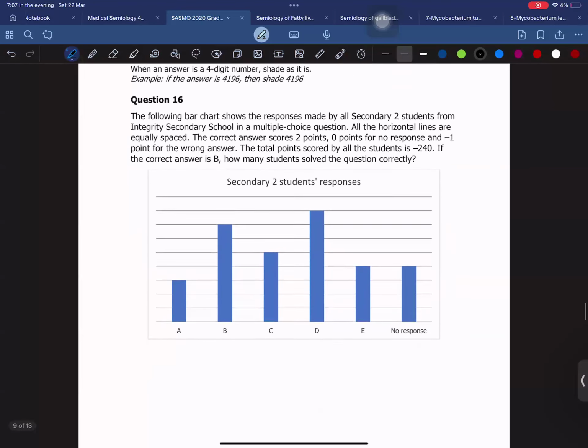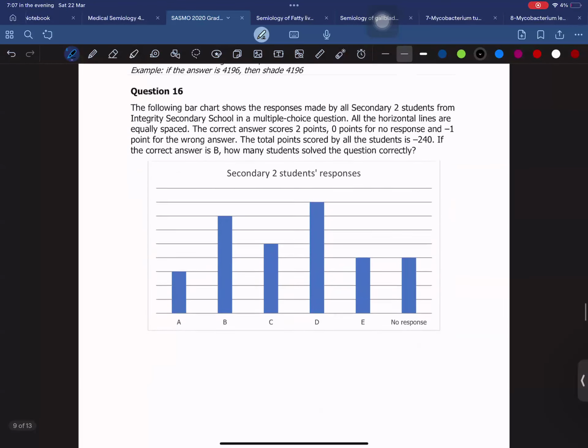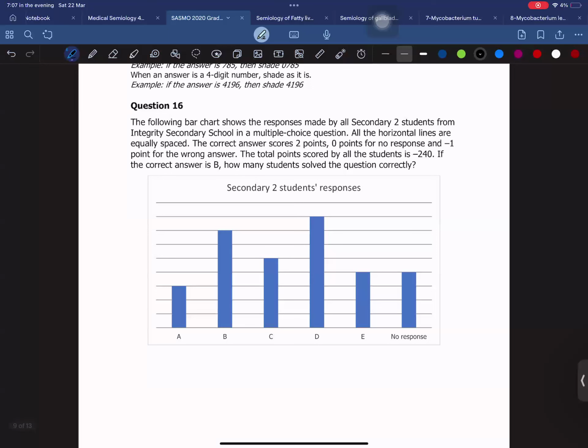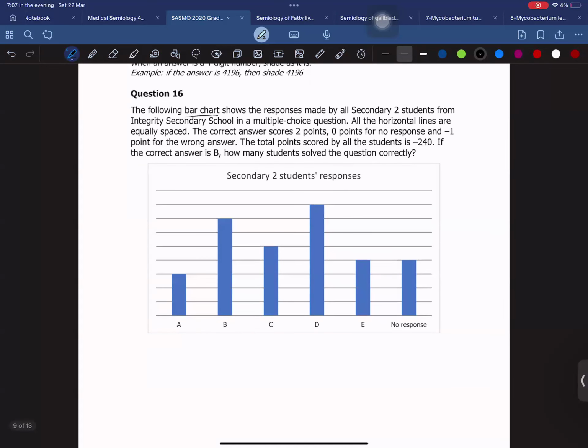Okay, so we're gonna go through question 16. This is our last one because I don't want you to study and forget about your dinner. The following bar chart shows the responses made by all secondary 2 students from Integrity Secondary School in a multiple choice question. All the horizontal lines are equally spaced. The correct answer scored 2 points, 0 points for no response and -1 for a wrong answer. So yeah, it's the same as SASMO.